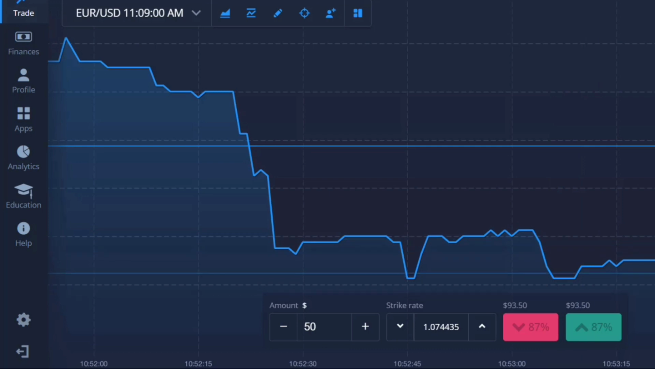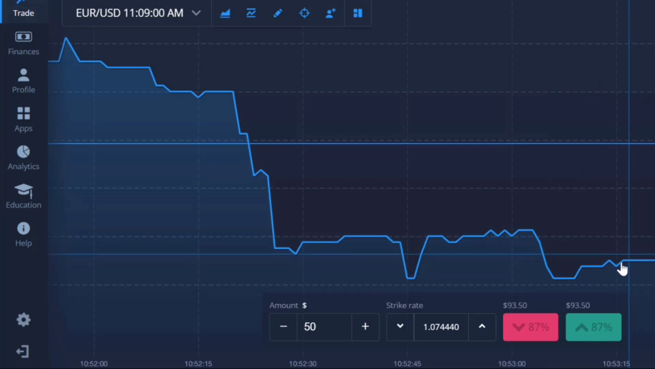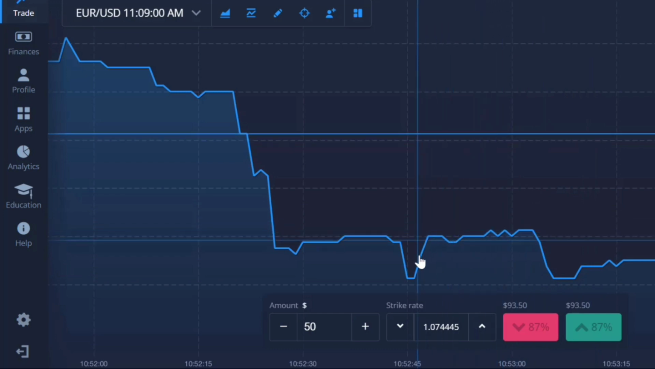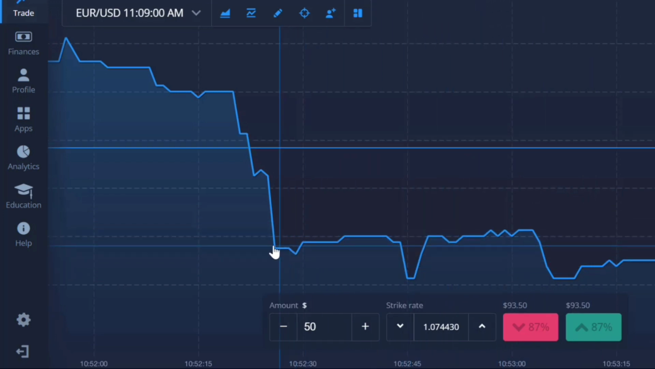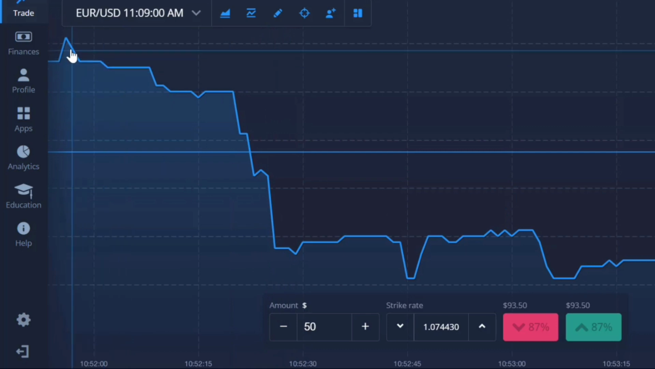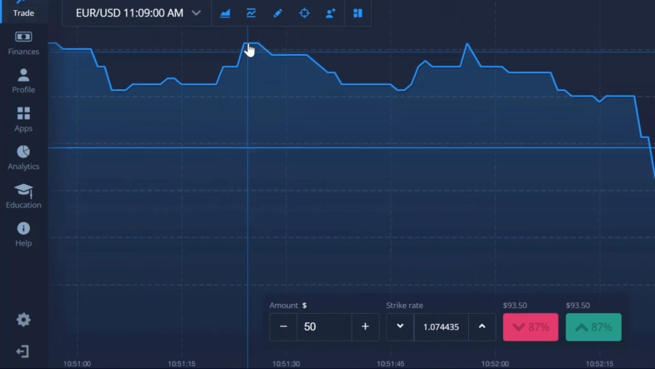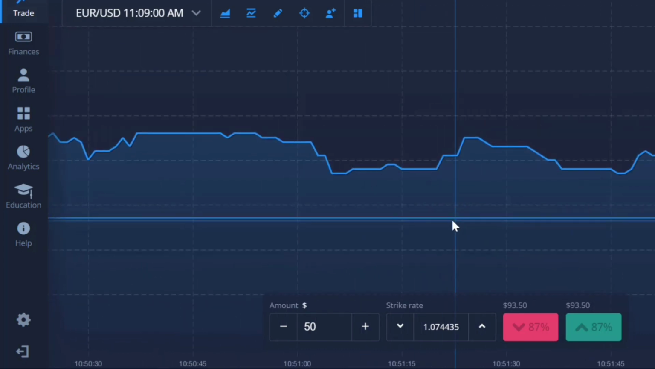Traders who don't have a solid risk management strategy in place may be more susceptible to losses. This can include not using stop-loss orders, overtrading, or not diversifying their portfolio. Market volatility. Financial markets can be unpredictable, and unforeseen market movements can lead to losses.